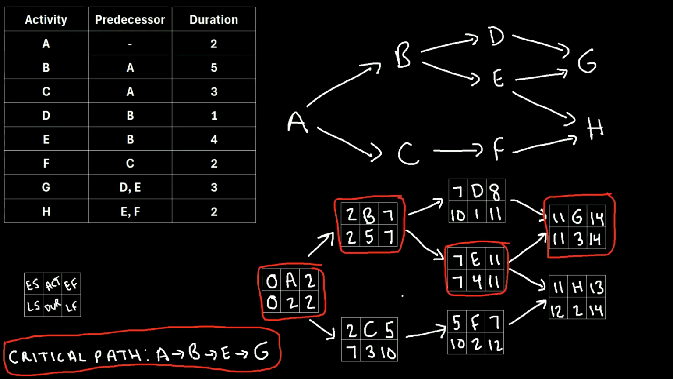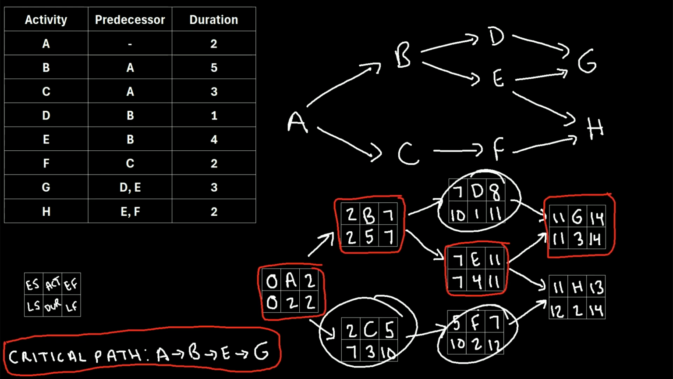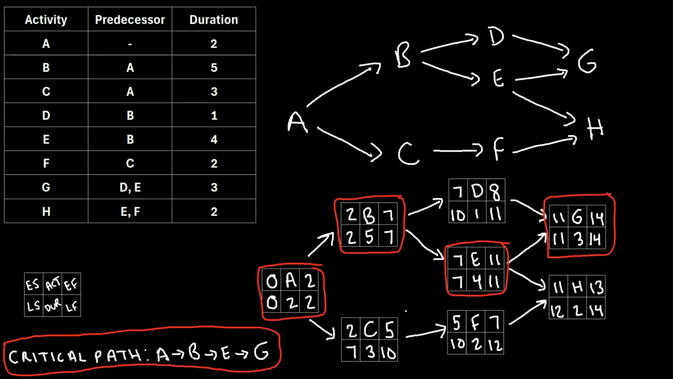But the same is not true of the activities that are not on the critical path. So activities C, D, F, and H, for all of these, we'll notice that there's a little bit of wiggle room. So for these activities, they can be delayed by a certain number of days without increasing the duration of the entire project. So that is how you can find the critical path of a project where there are multiple finishing activities.